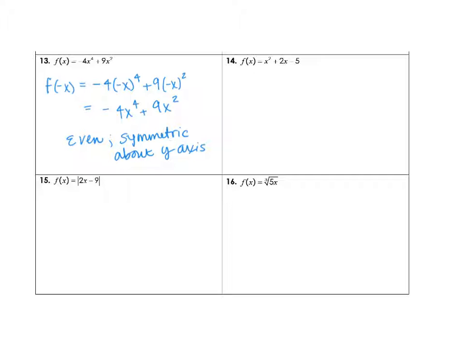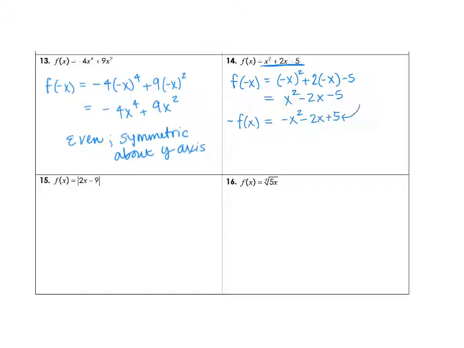Okay, and number 14, if we substitute in here our negative x, this one looks like it's probably going to end up being neither because of our x when it's going on here. So that's 2 times negative x minus 5. And so we're going to have x squared minus 2x minus 5. That certainly doesn't match. And then if we evaluate negative f of x, then that's going to be a negative x squared, a minus 2x, and a positive 5. We're multiplying everything by negative 1. And still we're close, but we did not generate f at negative x, so this one would be neither.